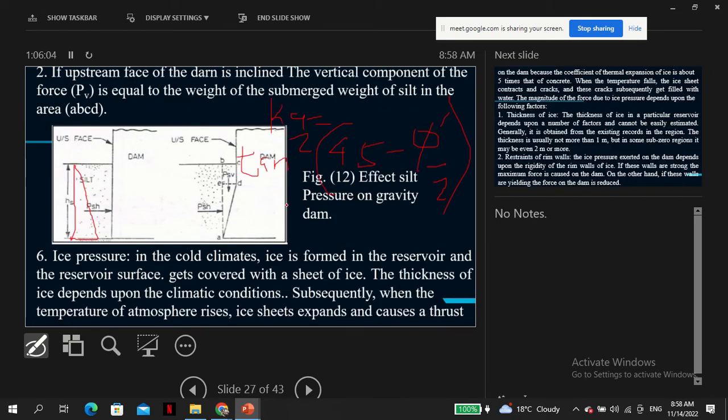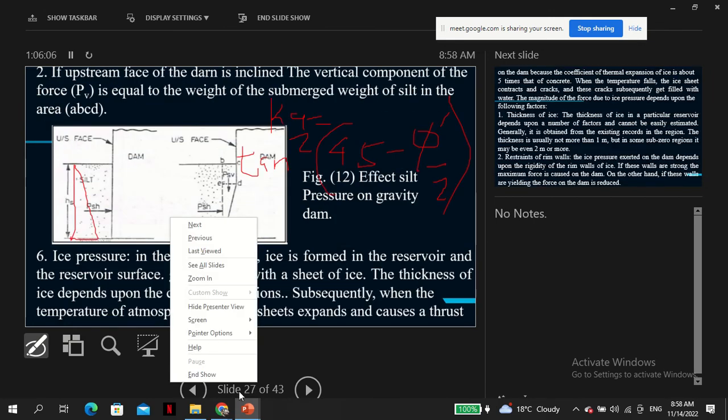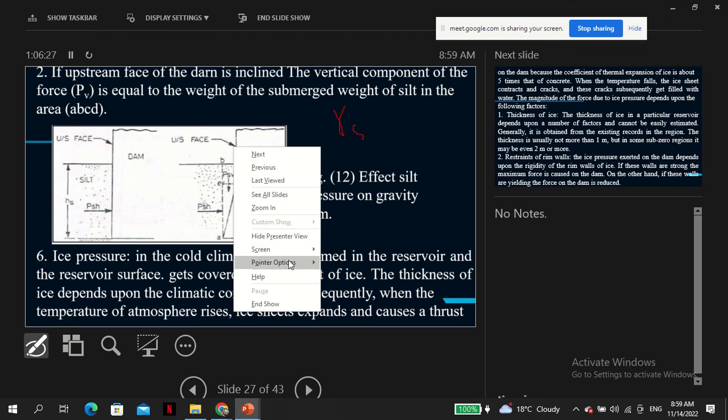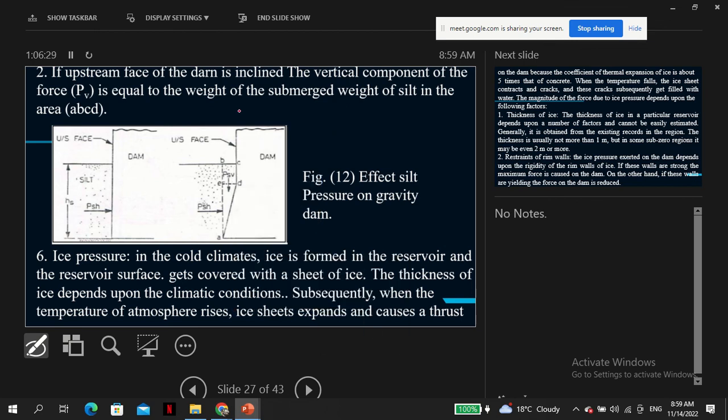So if the upstream face of the dam is inclined, the vertical component of the PV is equal to the submerged weight of the silt in the area. So again, the same idea. I just find the area times the gamma of the silt. So the same idea as with the water.